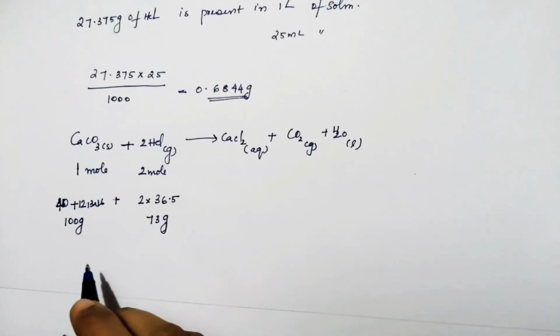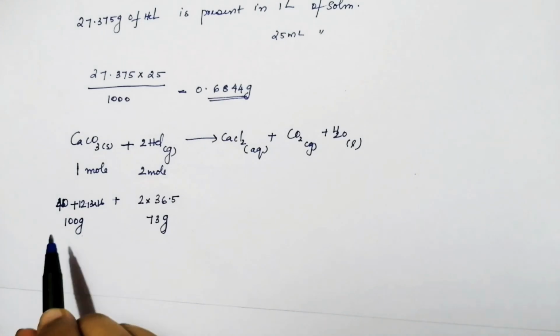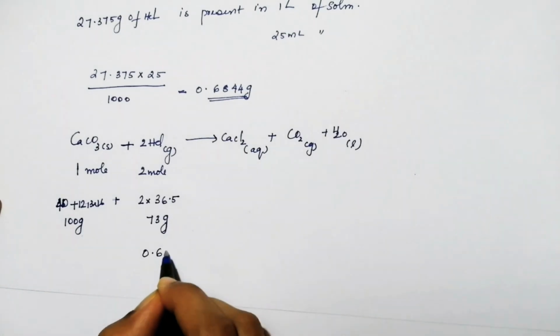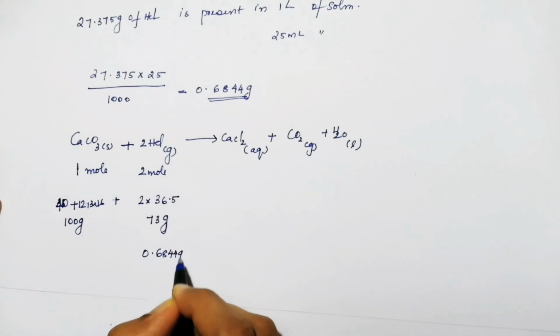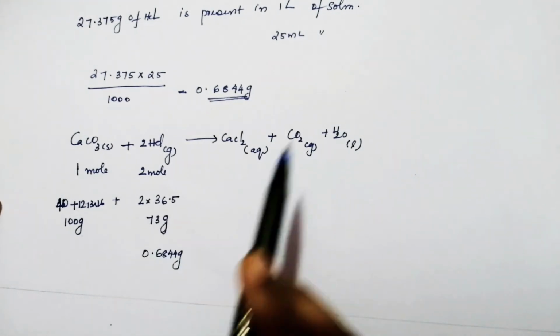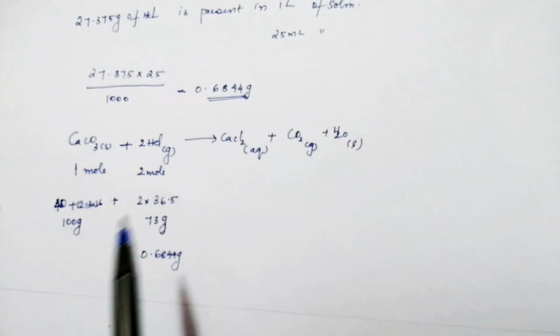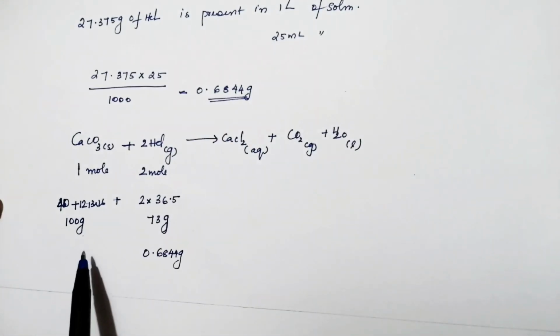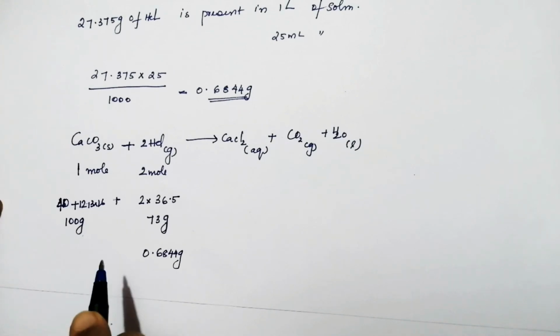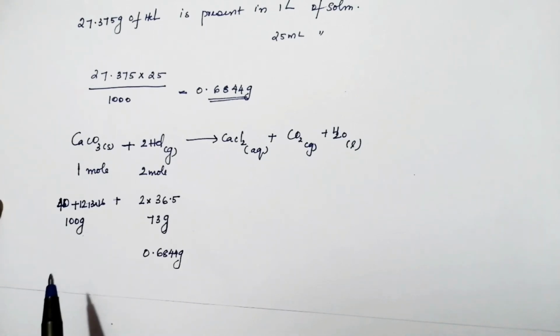We are asked to calculate how much amount of calcium carbonate will react with 0.6844 gram, because 0.6844 gram of HCl is present in 25 milliliter of solution. So we have to find how much amount of calcium carbonate will react with 0.6844 gram of HCl. Now to solve this question, all we have to do is the cross multiplication.